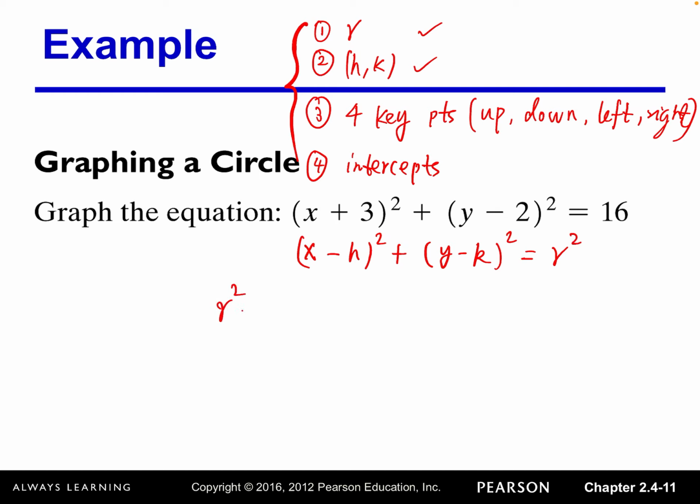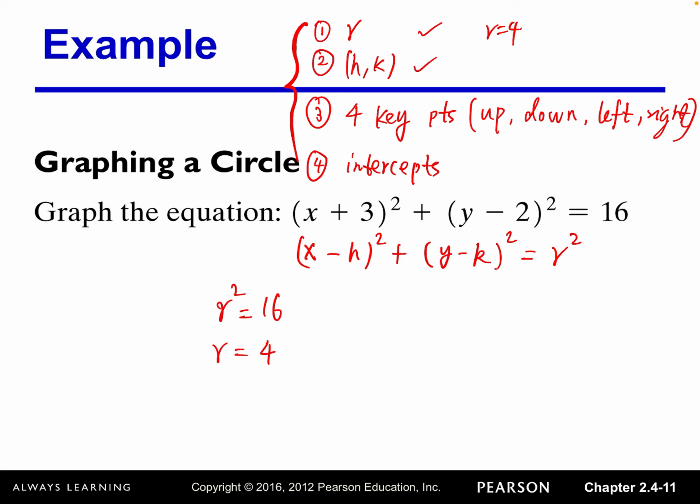r squared equals 16, so we can easily figure out r equals 4, the square root of 16. Here we do not think about the negative 4, because the radius of a circle really exists, so it cannot be negative. That's why we only consider the positive number. So now we find the radius equals 4.